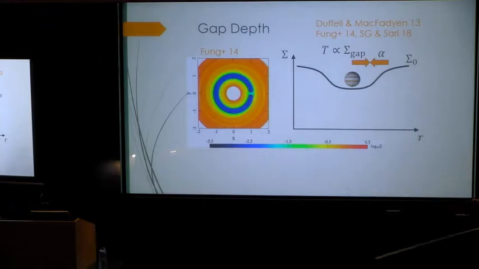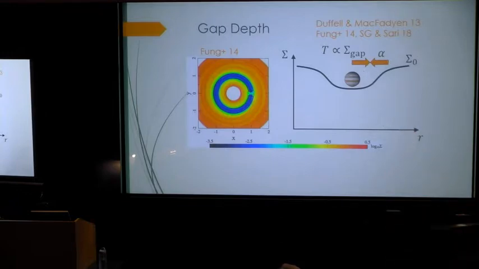And in the last several years, there's been both numerical and analytical progress in the calculation of these gap depths. And the idea is that you write down an expression for the repulsive torque that carves out the gap. This expression depends on sigma gap, the density inside the gap. This is because this is where the density waves are being generated. And in equilibrium, this repulsive torque is balanced by the viscosity of the gas, which we usually parameterize with the Shakura and Sunyaev alpha parameter. So the viscosity tries to smear out this perturbation. And in equilibrium, these two torques are equal, allowing one to solve an equation for sigma gap and to find the density here at the bottom.